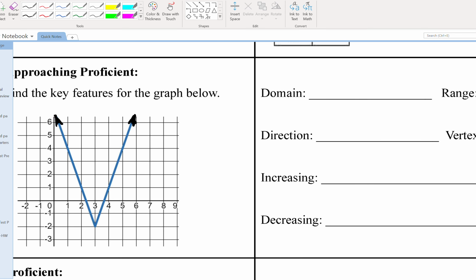So the domain, it goes out forever to the left, negative infinity, goes out forever to the right, positive infinity. Remember that these are x values, that your domain are the x values.